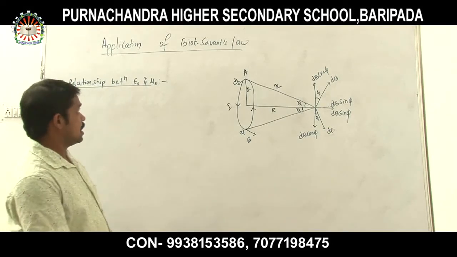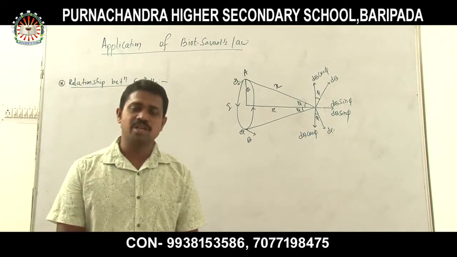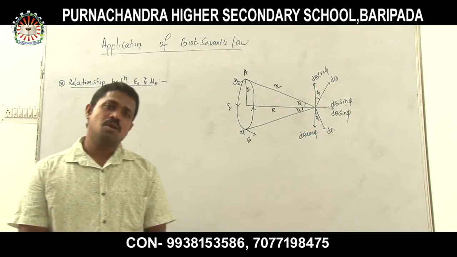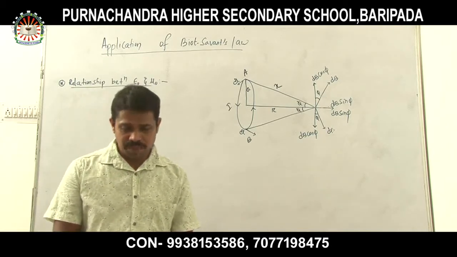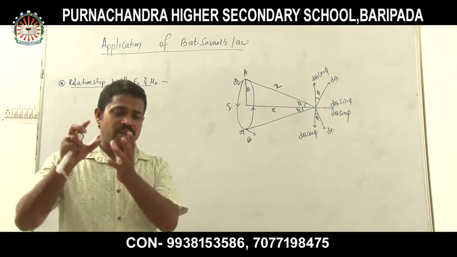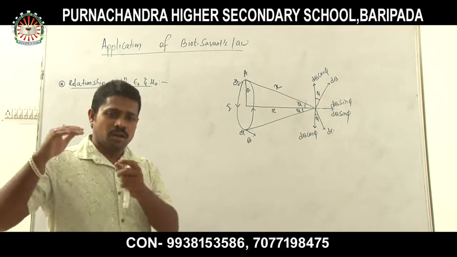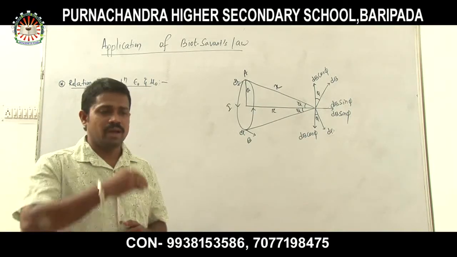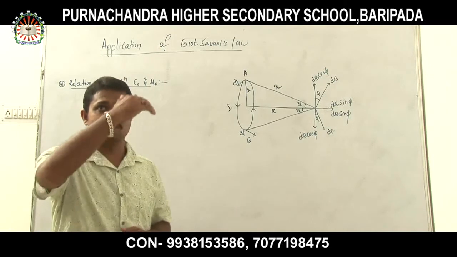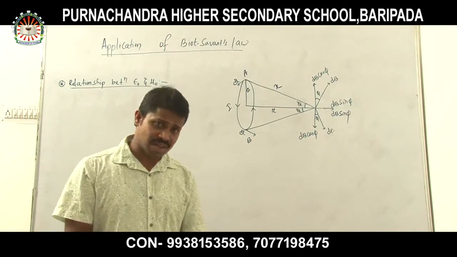Okay. So in the previous class, we have discussed the Biot-Savart's law. We have derived that one. What is Biot-Savart's law? We have discussed the Oersted experiment. When current is flowing in a conductor, due to that current-carrying conductor, a field is created around it, or a field is associated with it. That field is called magnetic field. We have discussed this in the previous class.